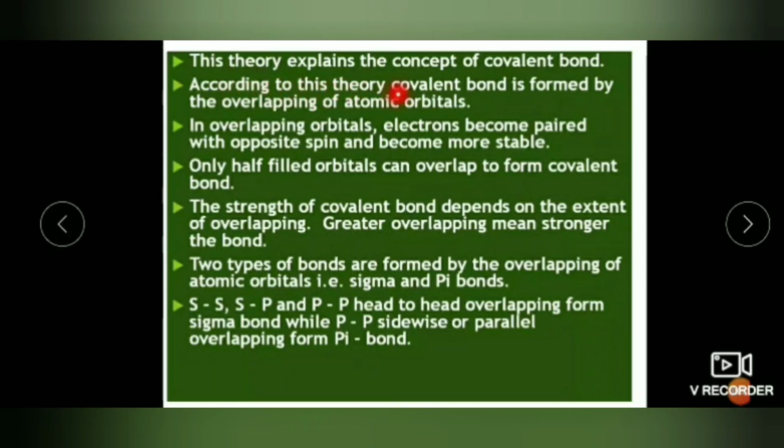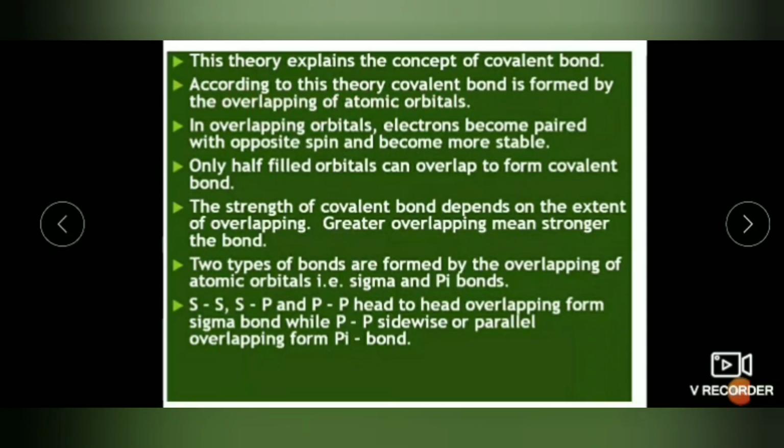Next postulate: a covalent bond is formed by overlapping of atomic orbitals. So how does the overlapping of atomic orbitals take place? The first postulate is how the covalent bond is formed. The second postulate is how the overlapping of atomic orbitals forms. For atomic orbitals to overlap, they must contain the positive charge and the negative charge. Only then does overlapping take place in the atomic orbitals.